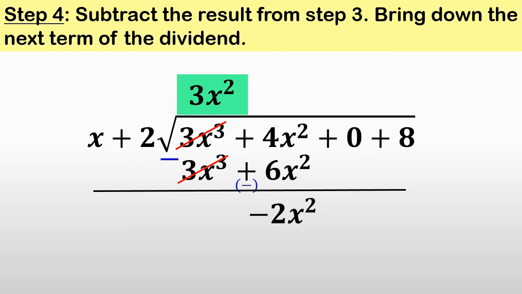So, the answer is negative 2x squared. Negative 2, because the negative is on the higher number, which is 6. So, 4x squared minus 6x squared, the answer is negative 2x squared. And then, bring down the next term of the dividend, which is 0. So, that is our next term. So, we have here negative 2x squared plus 0.